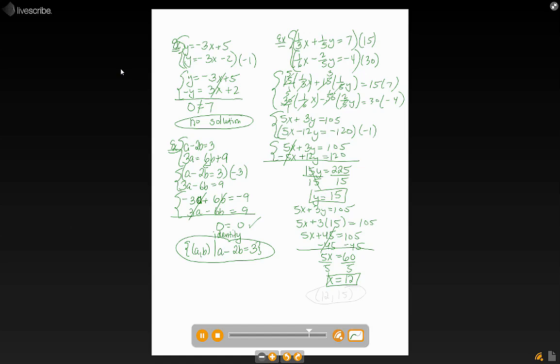12, 15. Good. 12, 15. Don't forget that last step of just writing the answer down.